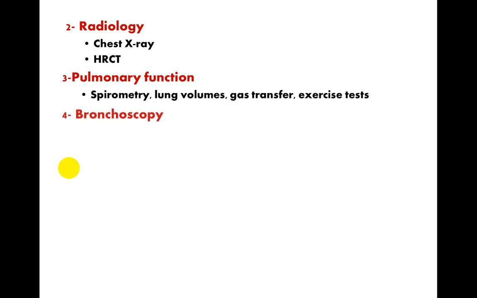Other important investigations done for a patient with idiopathic pulmonary fibrosis are radiological investigations. These include chest X-ray, and I will show you a slide showing a chest X-ray finding. High resolution CT scan is very important, as I mentioned, in the definition of idiopathic pulmonary fibrosis. Other investigations are pulmonary function tests: spirometry, lung volumes, gas transfer and exercise testing. Spirometry especially will show a restrictive type of pulmonary disease or obstructive lung disease.